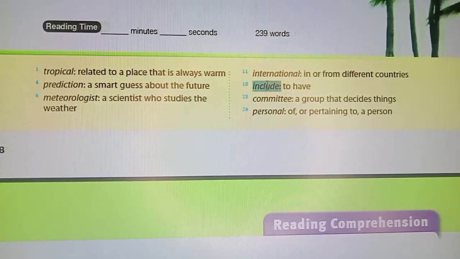Include. What does it mean, include? To have. To have, include, yeah. Committee. A group that decides things. So, a group that decides things means committee. Yeah. Personal. Of or pertaining to a person. Yes, that's right.